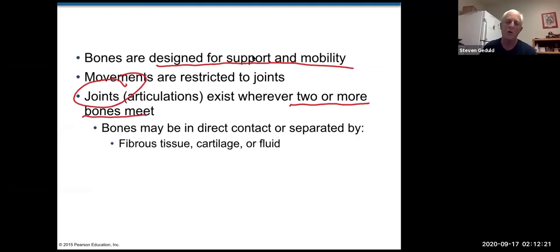Remember we talked about synovial joints, like the TMJ and your elbow. We talked about the vertebrae in your back, separated by cartilaginous pads. And we talked about the interosseous membrane connecting the ulna and the radius in the arm. Same with the tibia and the fibula. Those are fibrous tissues.